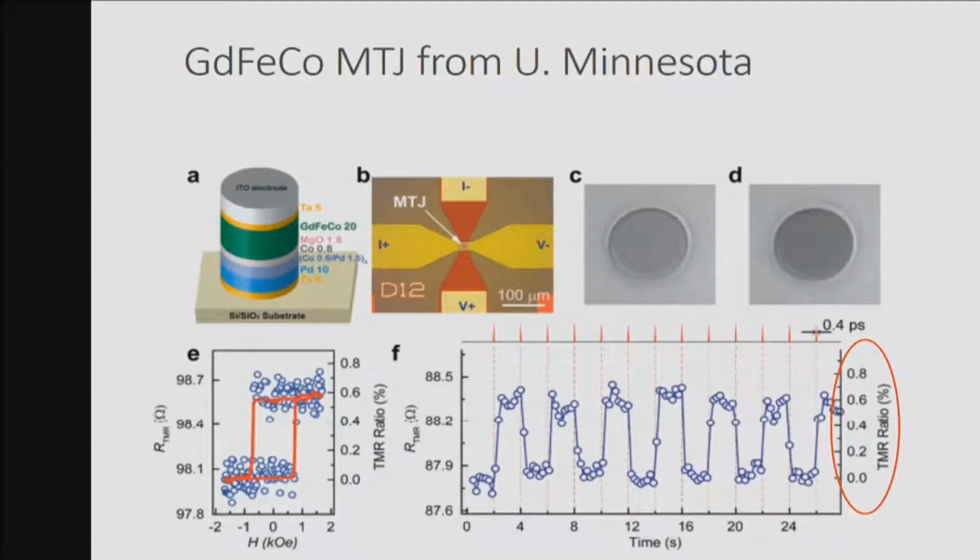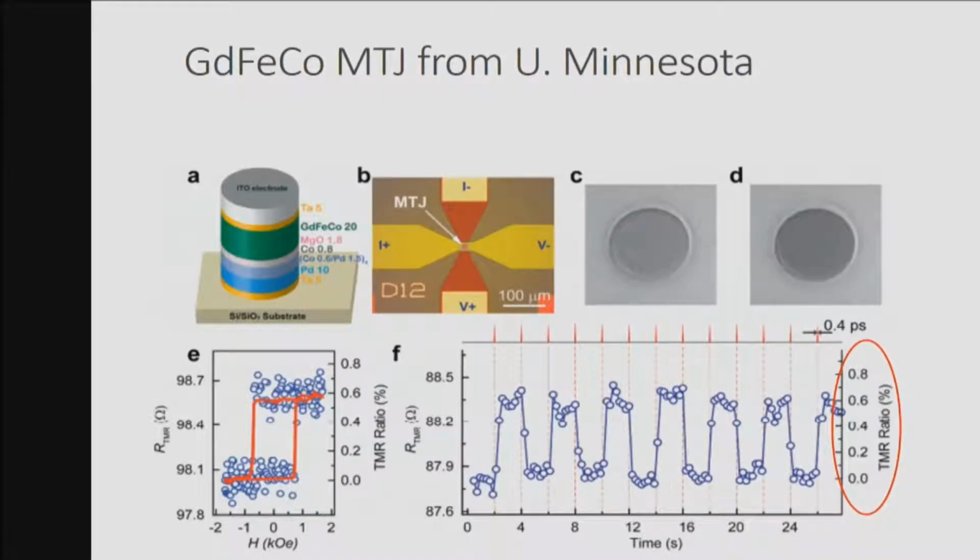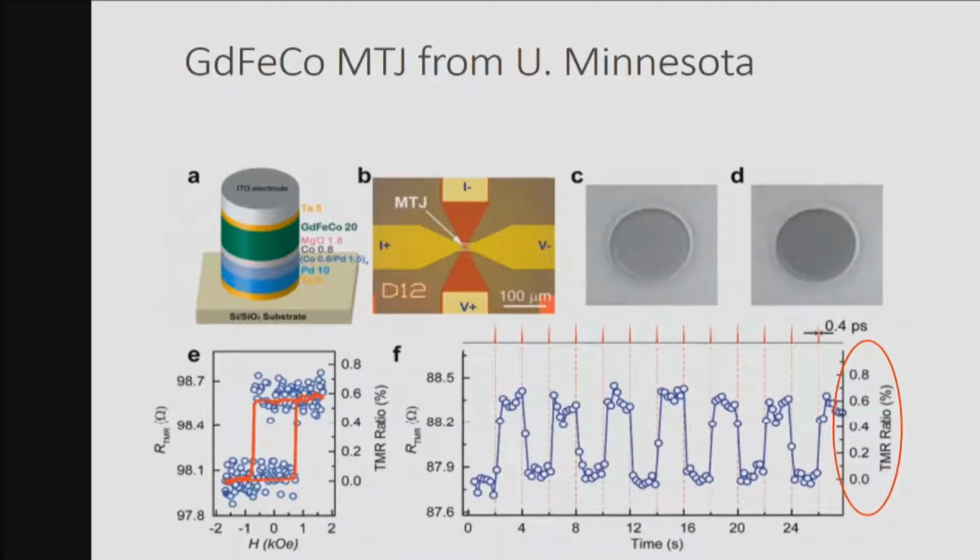Unfortunately, this magnetic material, gadolinium iron cobalt, is not as good for magnetic tunnel junctions. So there's a group at University of Minnesota that's also working on ultrafast optical switching. They actually built a magnetic tunnel junction device with a magnesium oxide tunnel barrier, gadolinium iron cobalt as the free layer, and a fixed layer of cobalt palladium. They integrated that into an electrical structure and did optical switching experiments.